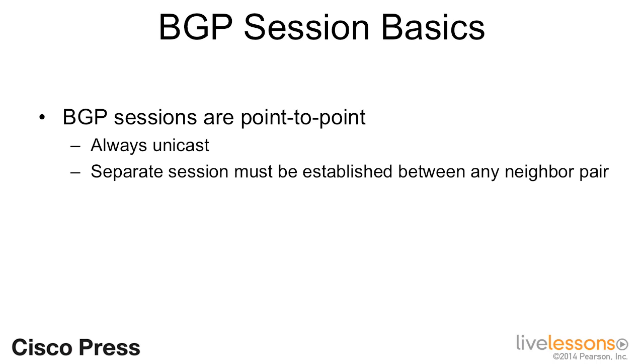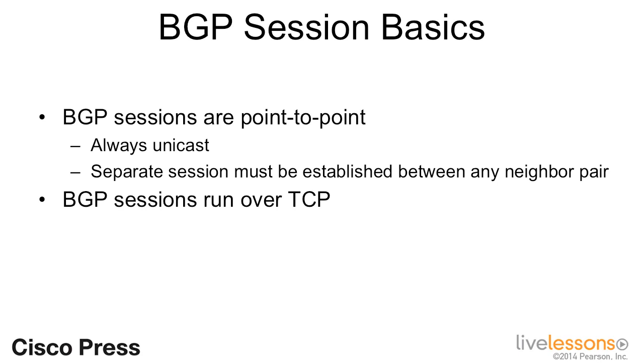This is in contrast to IGPs, which are enabled on an interface and which use broadcast or multicast addresses so that they can easily discover and communicate with any neighbor sharing a subnet with that IGP-enabled interface.